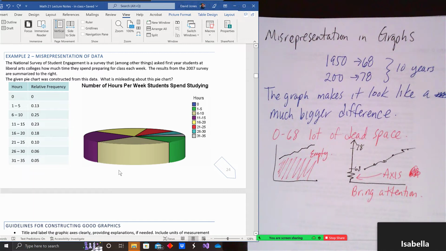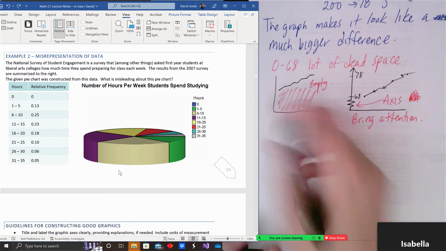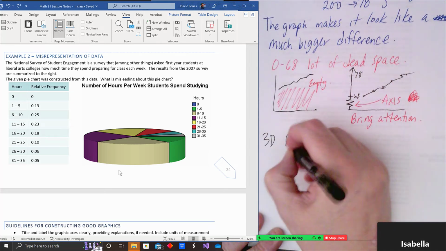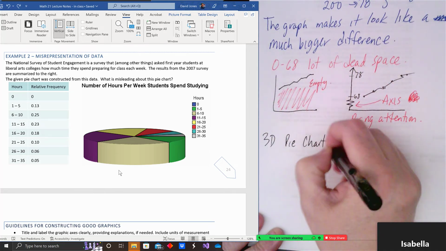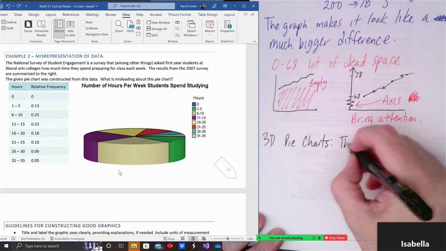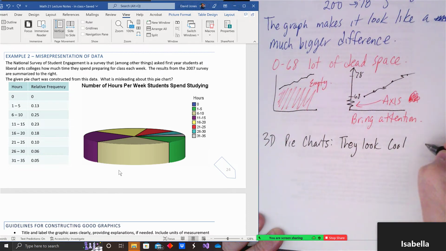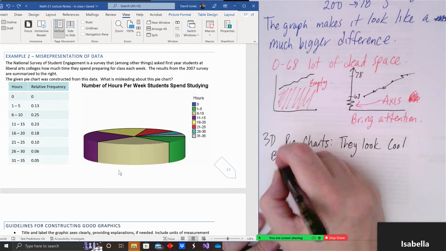Another is this 3D pie chart. They look cool, but they are terrible.